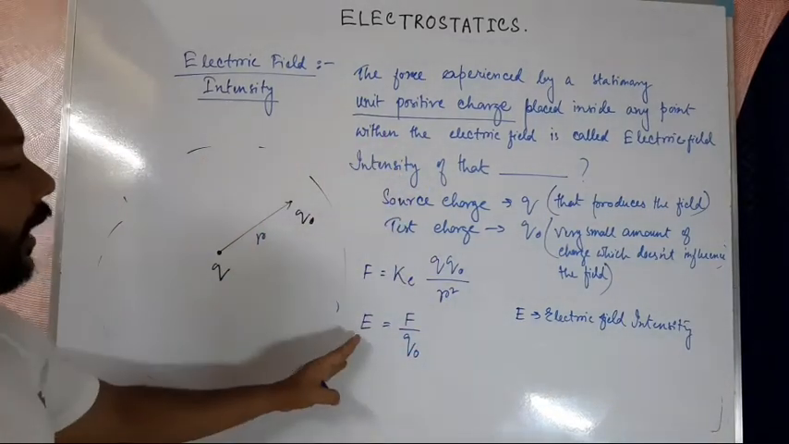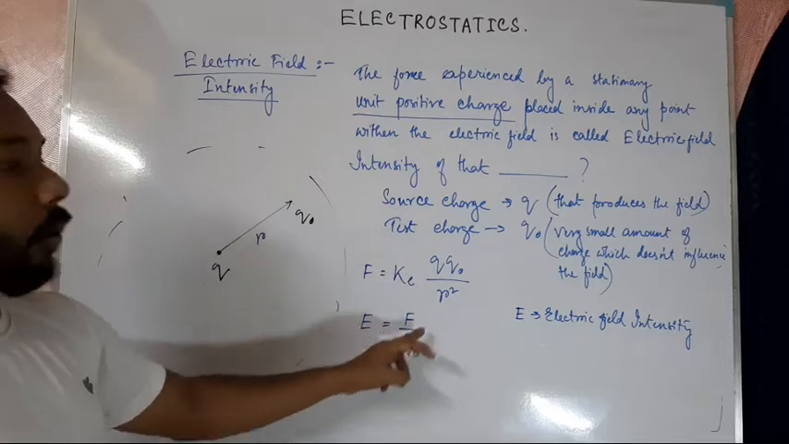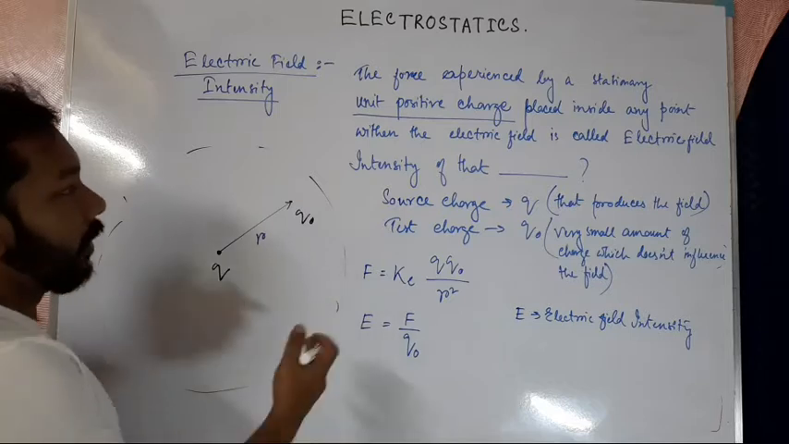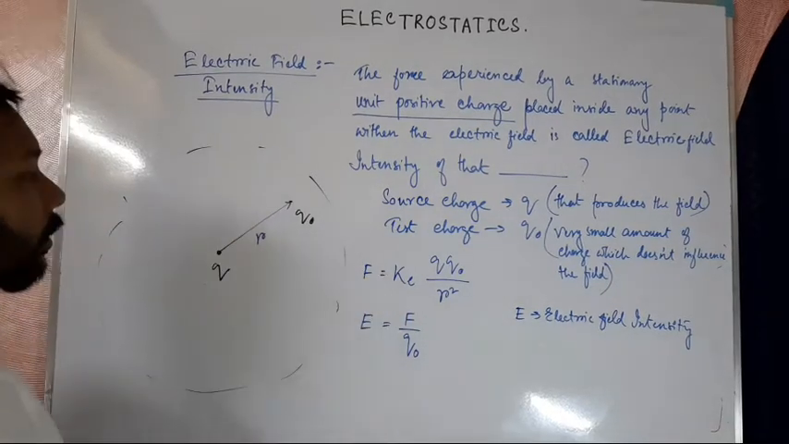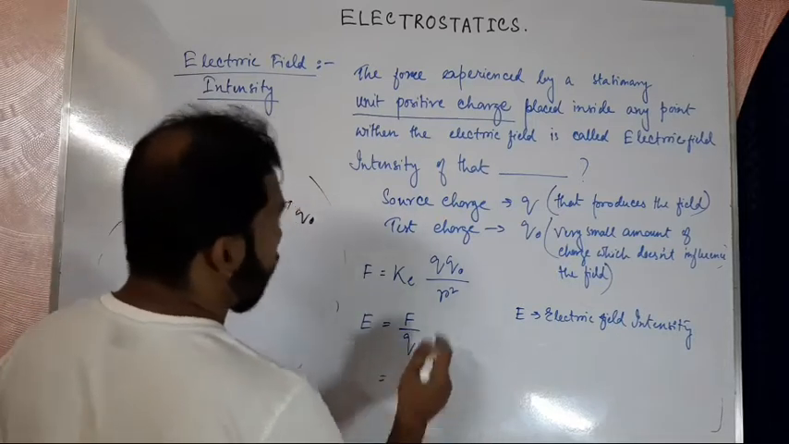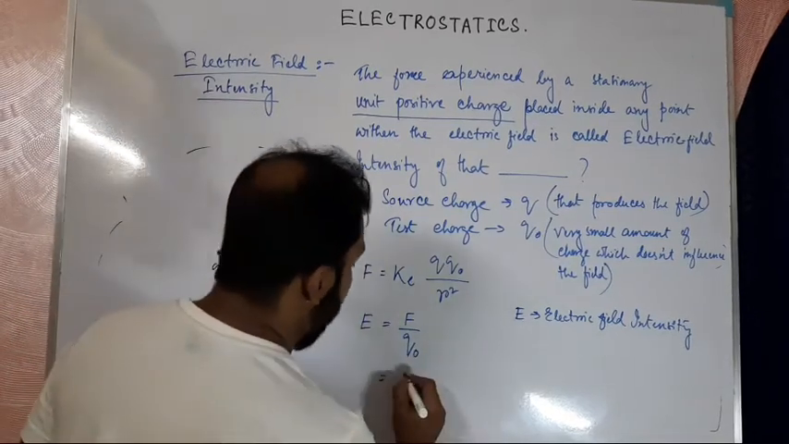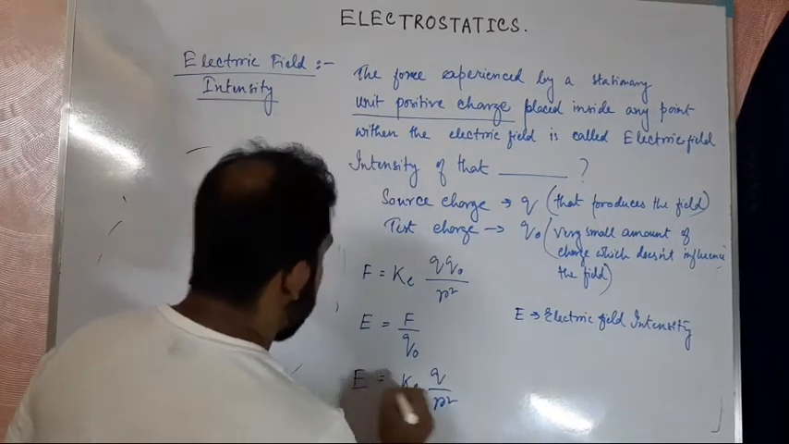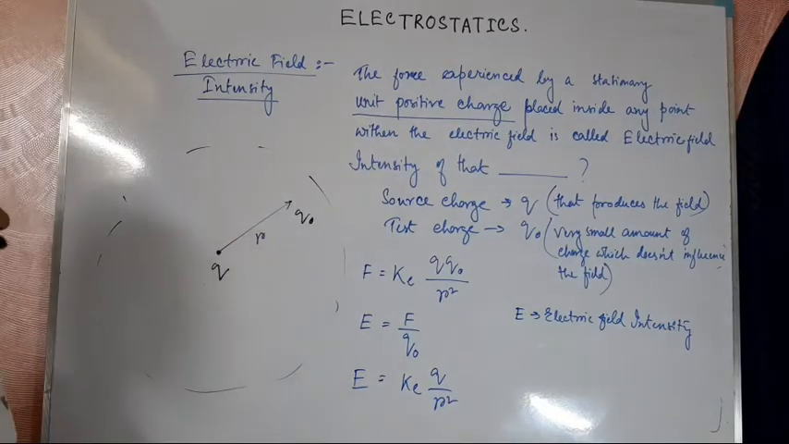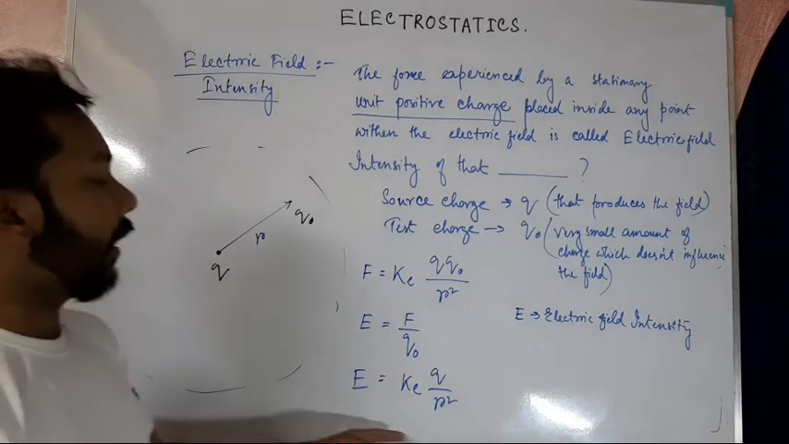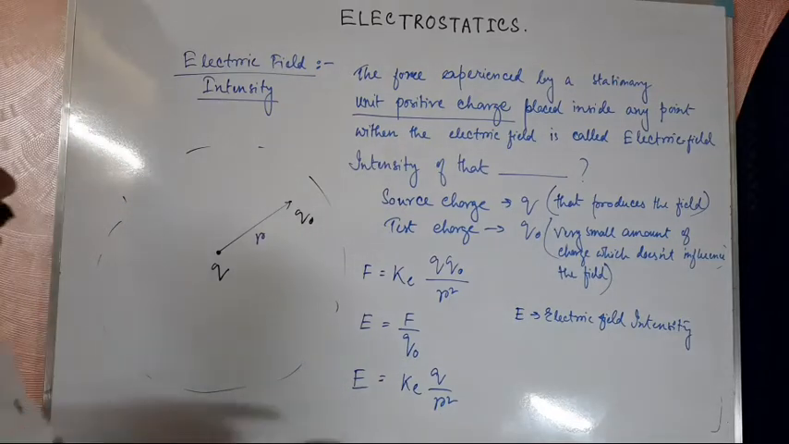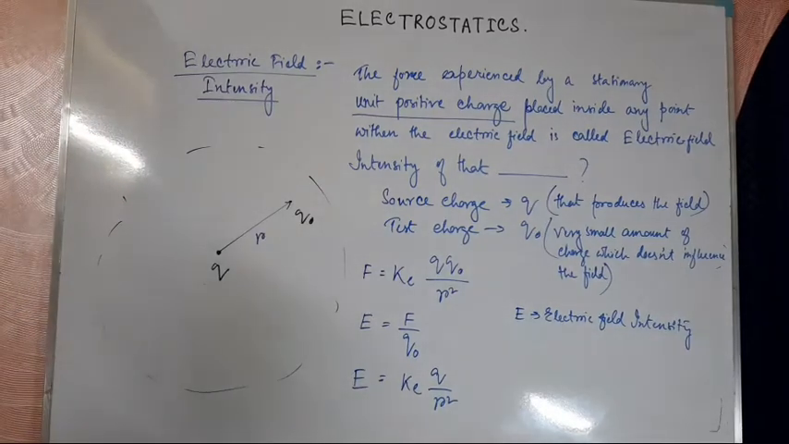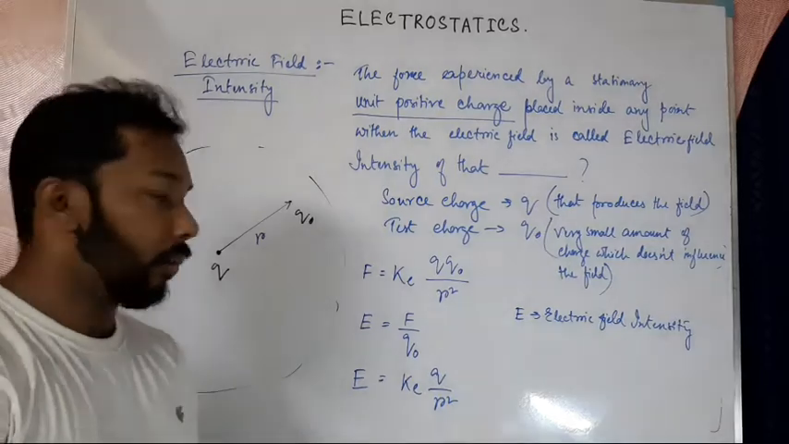Now, from the definition, electric field is given by the electrostatic force divided by the test charge, which actually gives the unit force on a unit positive charge. Placing this value of F in this equation, we have the electric field, in magnitude, as Coulomb constant, Q meaning source charge, and 1 by R square. These are the factors on which the electric field depends.